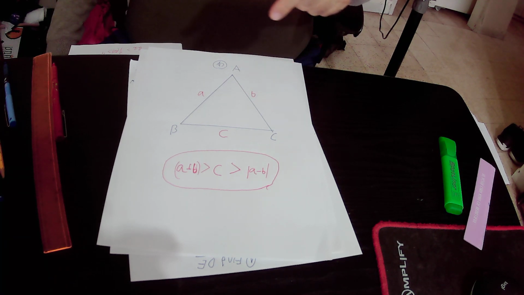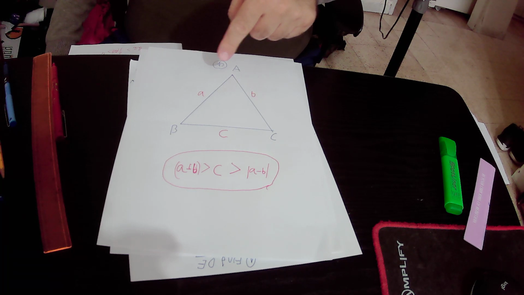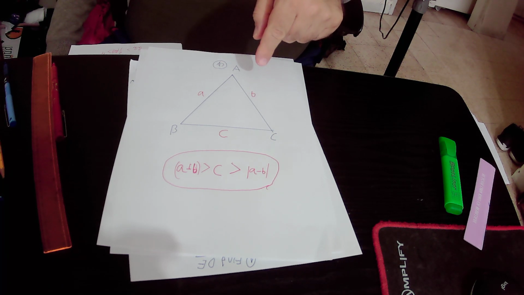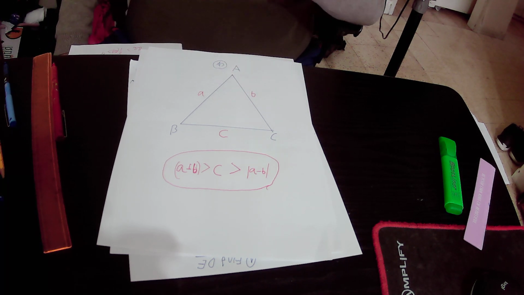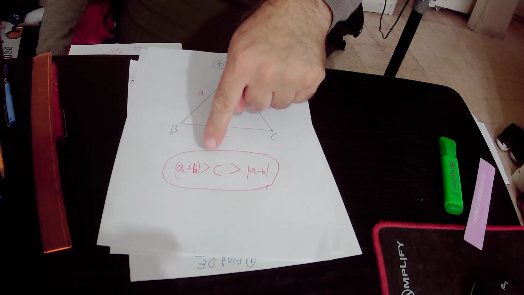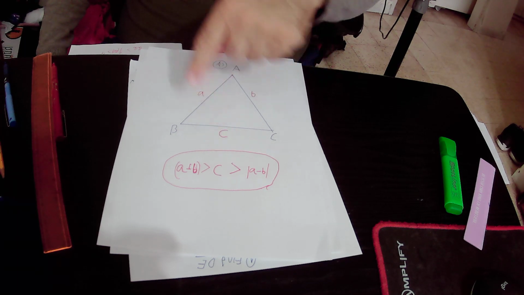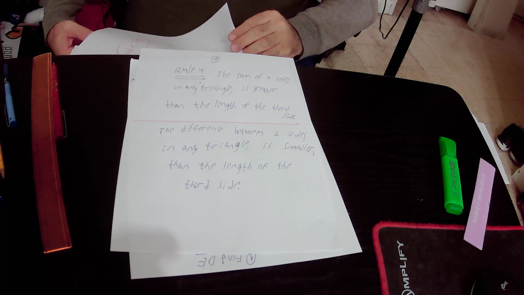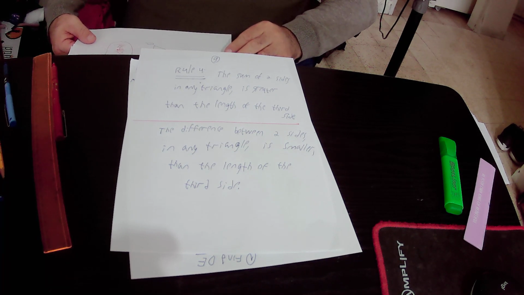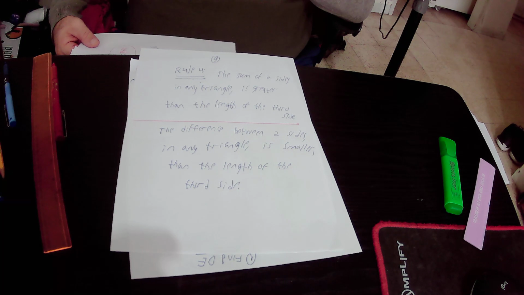The sum of two sides of triangle ABC is A plus B, and A plus B is greater than C. That is the first part of rule number 4. Then we also have the second part. The second part of rule number 4 states that the difference between two sides in any triangle is smaller than the length of the third side.